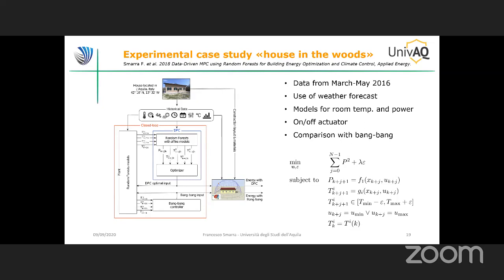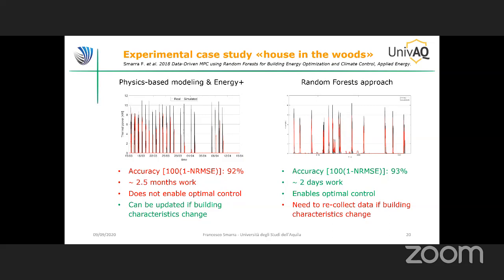In particular, the first step was to compare the quality of the identification that we have done with respect to a model developed by the colleagues at the mechanical engineering department using EnergyPlus. So basically they spent about 2 months and a half of work to create an EnergyPlus model of the power consumption, obtaining an accuracy of 92% in terms of normalized root mean square error, and also obtaining an EnergyPlus model that can be used only for simulation and not for control. While with our approach, in 2 days of work, we obtained a model that was also slightly better in terms of accuracy, and that we could use to set up optimal control.